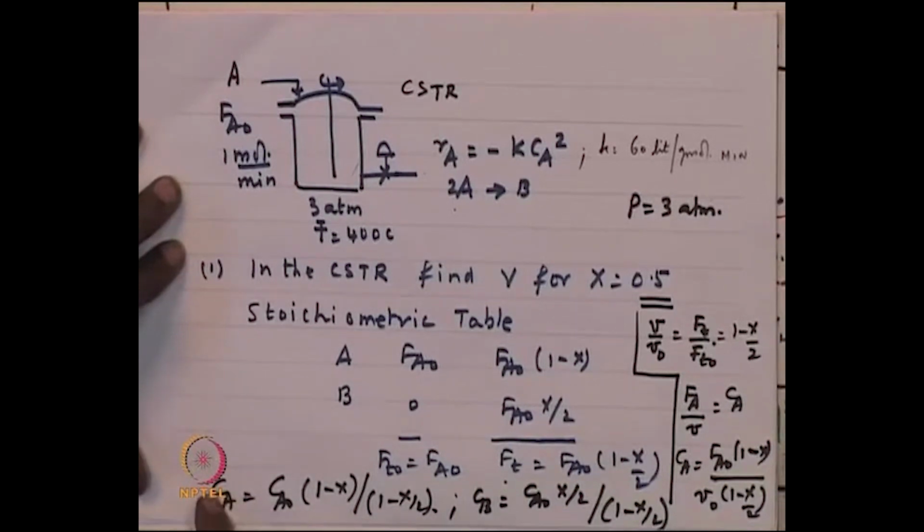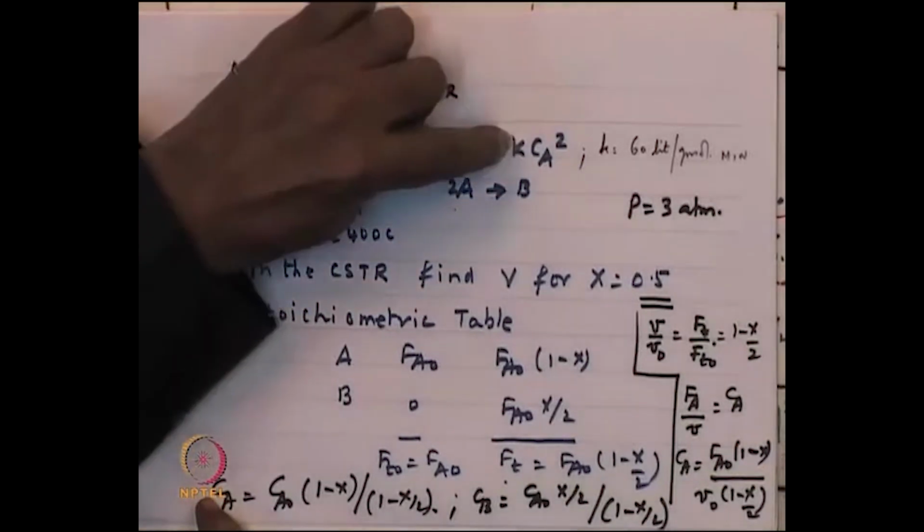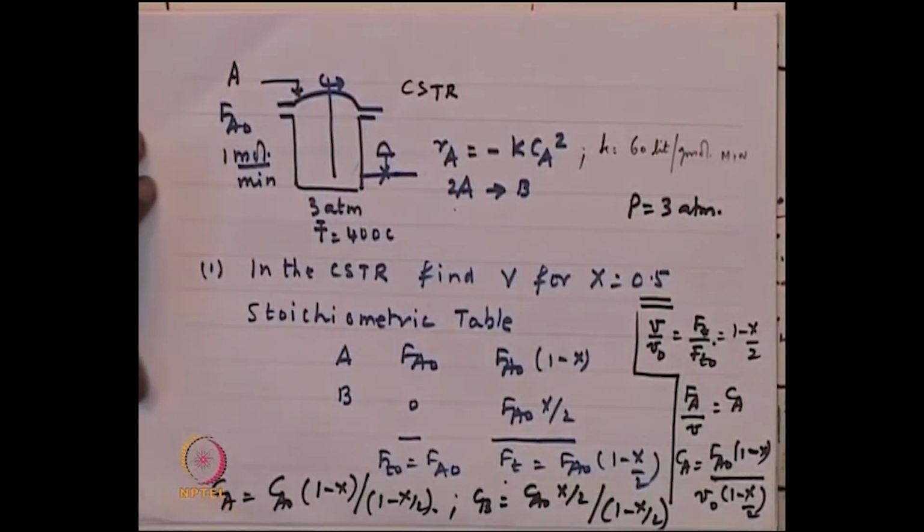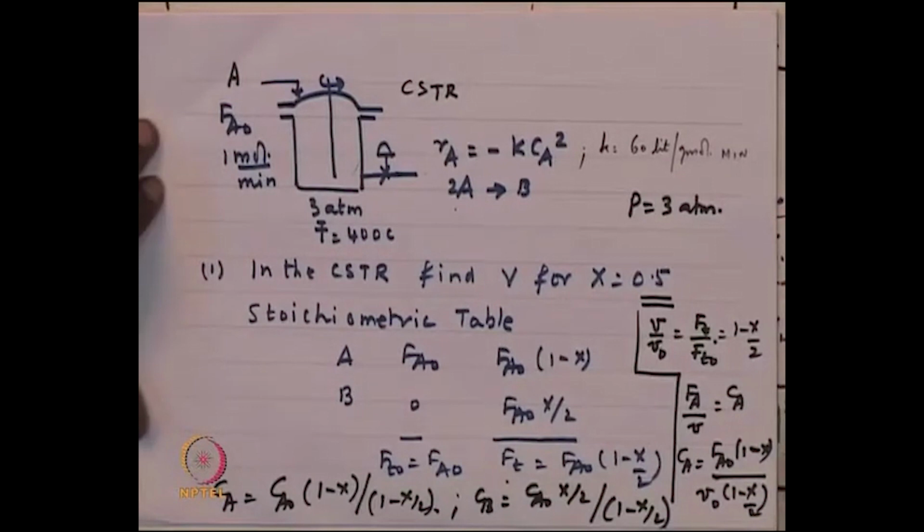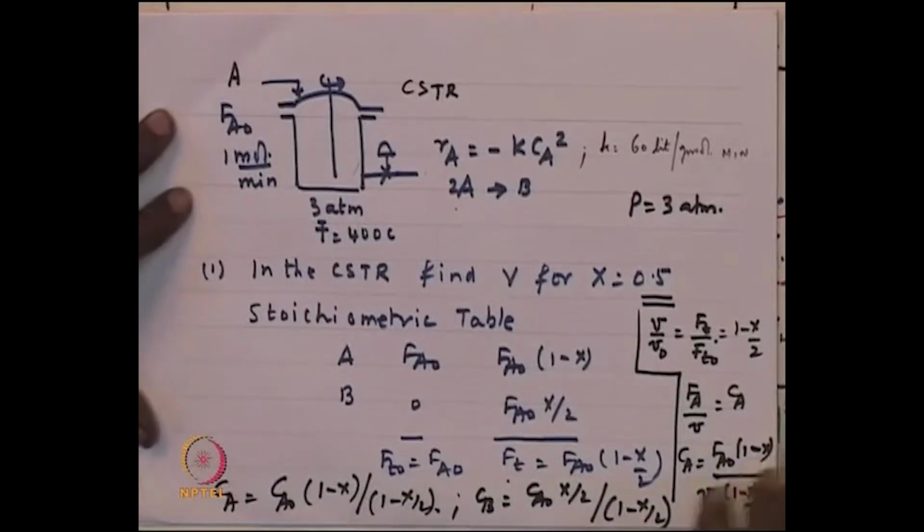So, we are now able to substitute for this Ca in the rate expression, so that we can use that result effectively. Now, what is Cb? Cb, by definition, is Fb by V, and that becomes Ca0 x by 2 divided by 1 minus x by 2. So, what we have done is that, using the fact that there is volume change, we have been able to express concentrations in terms of conversion. We have done all this.